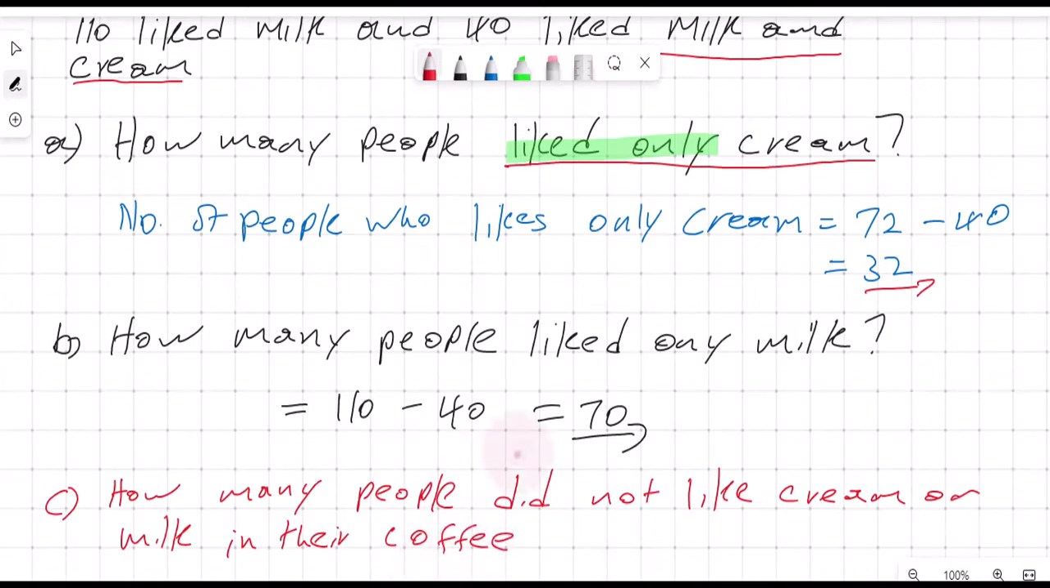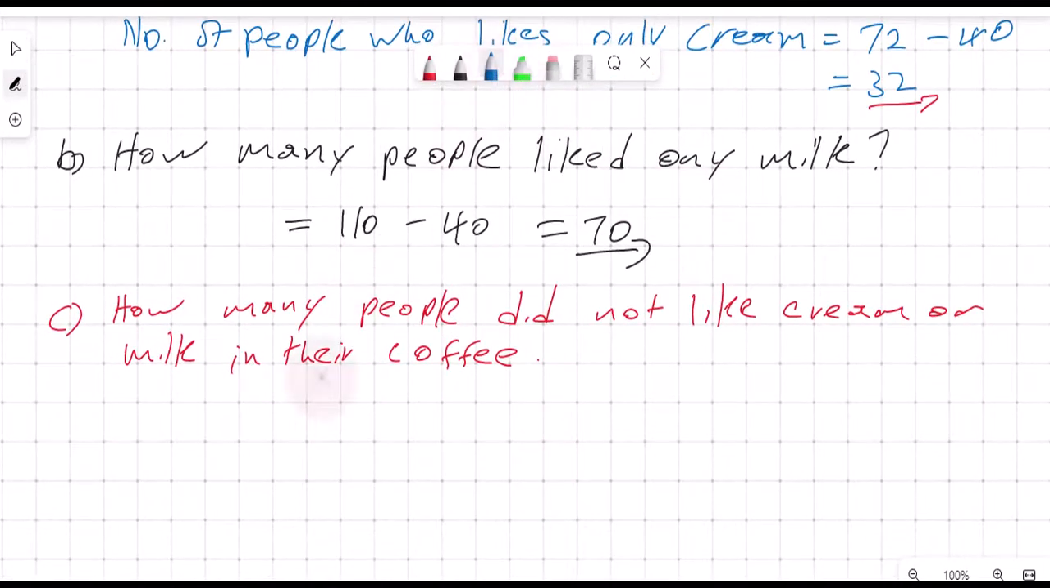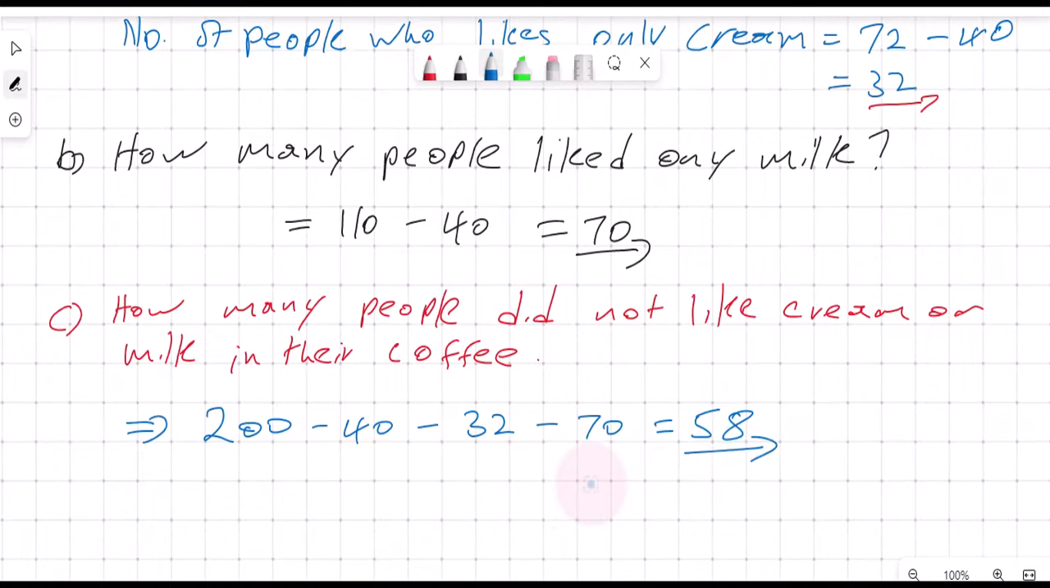Okay, so this is how we do it. I think that answer is correct. So let's just do the formality. The number of people interviewed is 200. The number of people who liked cream and milk is 40. The number of people who liked cream only is 32. The number of people who liked milk only is 70. So what is the answer for those who didn't like anything? 58. You are learning something for sure, right?